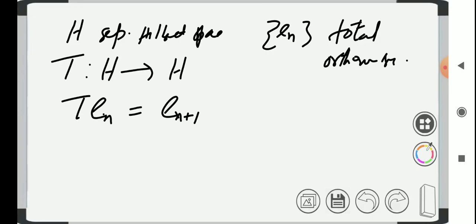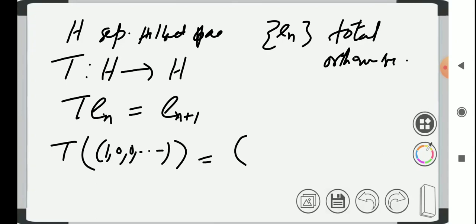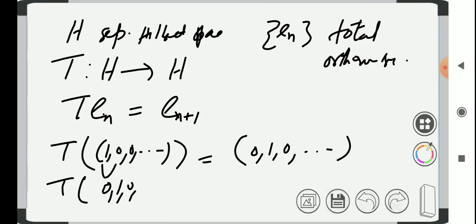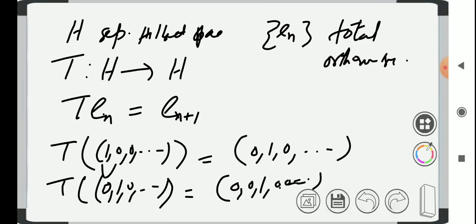Let me show you an example. If it takes the sequence 1 0 0 and so on, that is e1, it will simply output e2, that is 0 1 0 and so on. It simply shifts this by 1. Similarly, if you take another example like 0 1 0 0 0, it will shift this by 1 unit, so we will get 0 0 1 here.